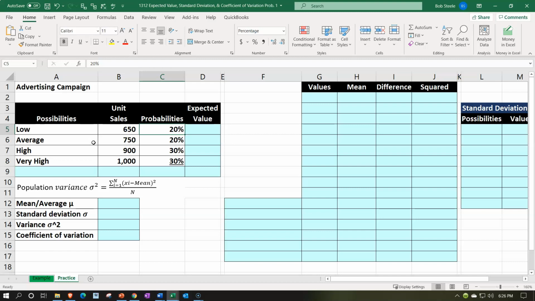So you'd have to come up with the probabilities, possibly looking at past advertising campaigns, seeing what has happened then, and then thinking about the current scenario, the current economic situation, and then try to assign probabilities that you think the campaign will be average, low, high, or very high. And then we're going to calculate our expected return here. Obviously the probabilities that we assign would need to add up to 100%.